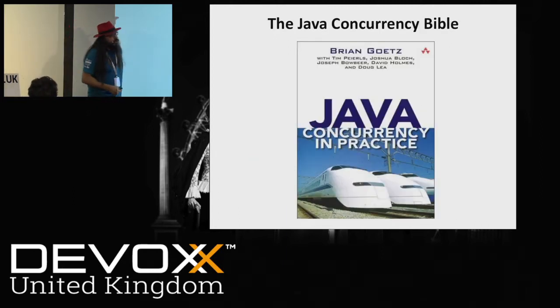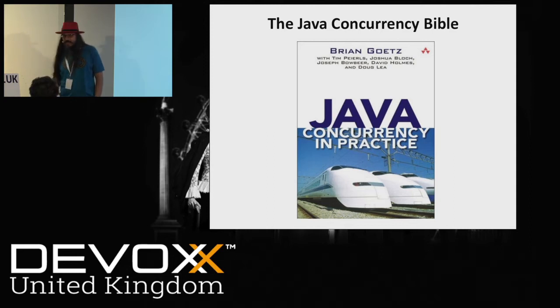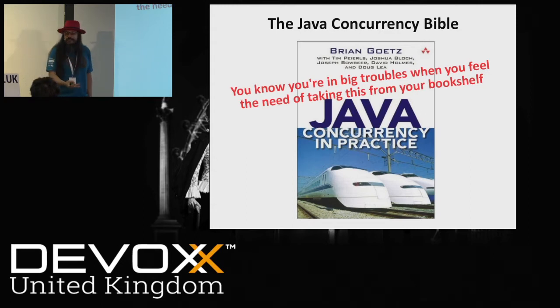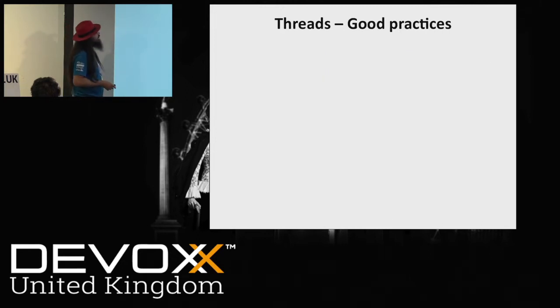So this is the Java concurrency Bible, I think. Of course, I know this book is on my bookshelf, but I know that when I feel the need to take this book from my bookshelf, it is because I have a very hard concurrency problem, I'm trying to figure out what's going on, and at that point I know that I'm in big trouble.